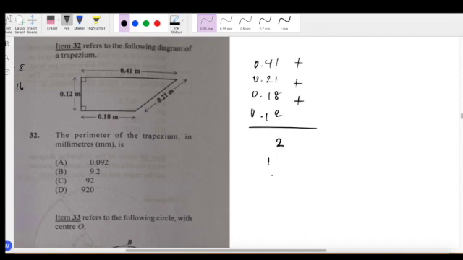So that is 12. And 1 and 1 is 2, 3, 4 and 4 is 8 and 1 is 9.